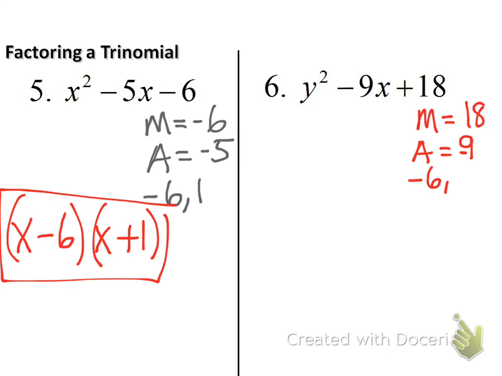Yeah, negative 6 and negative 3. Negative 6 times negative 3 is positive 18. Negative 6 plus negative 3 is negative 9. Oh, there's a typo here. Anyone see it? Yeah, this should be a y. My bad.